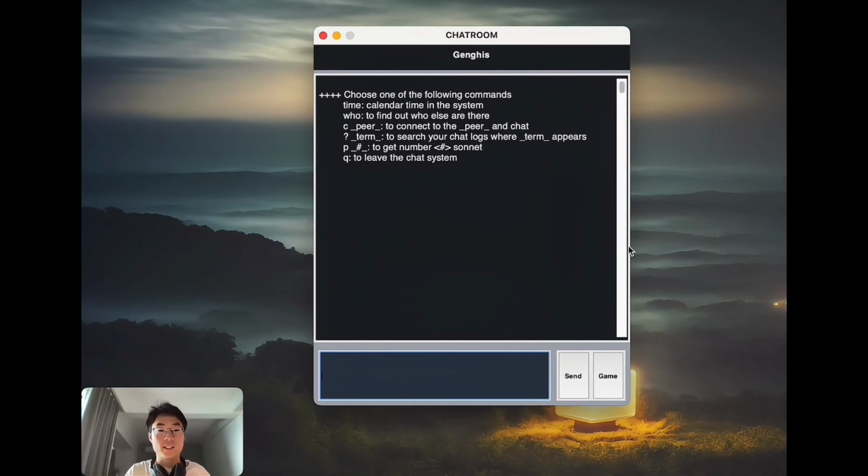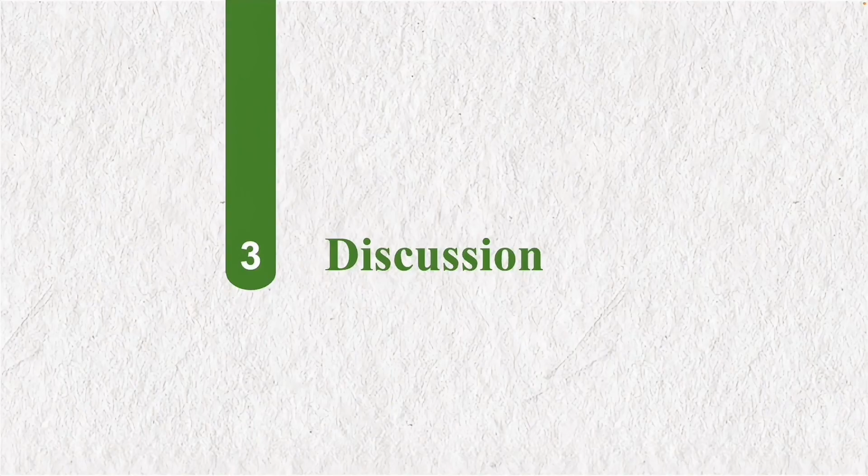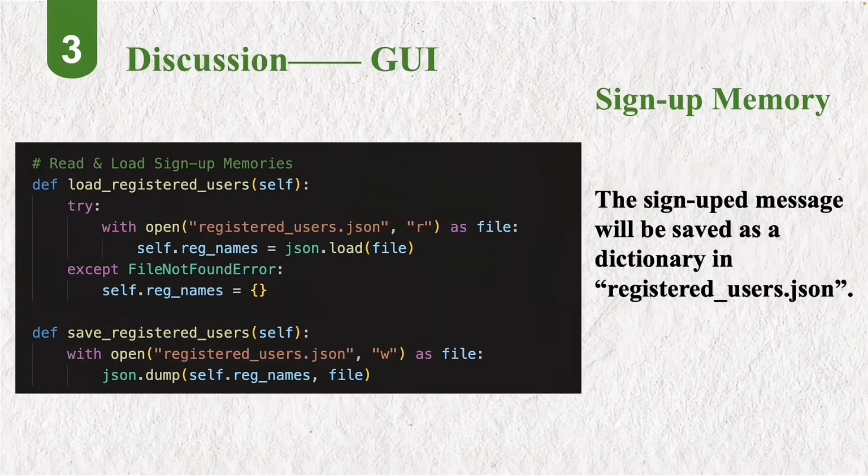I can use the same account name and password, and I can successfully log in. This is more user-friendly. Now it's a good time to discuss what exactly happens in the underlying code. We developed two functions, load and save, to memorize what the user has signed up. We save it as a dictionary in a JSON file.